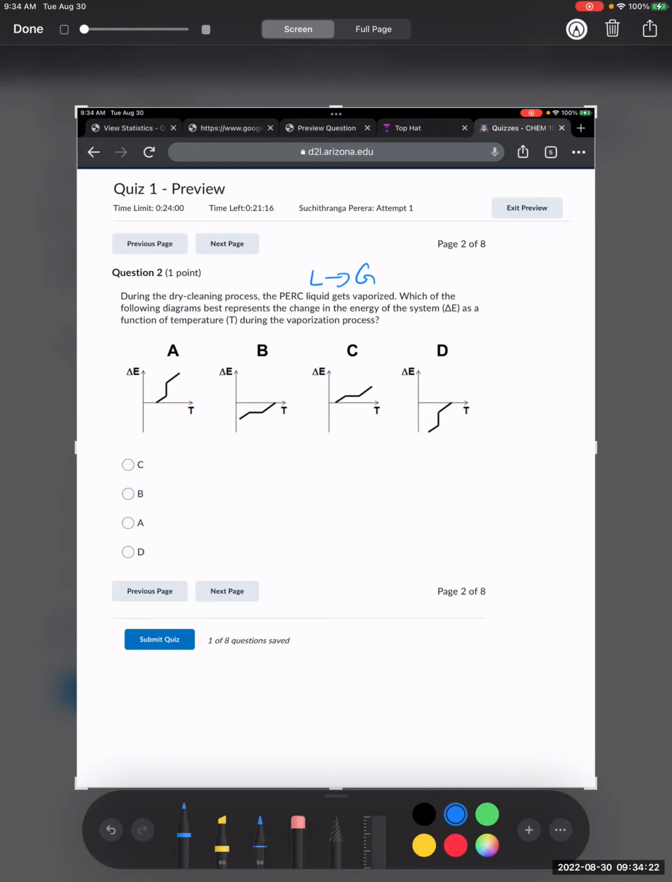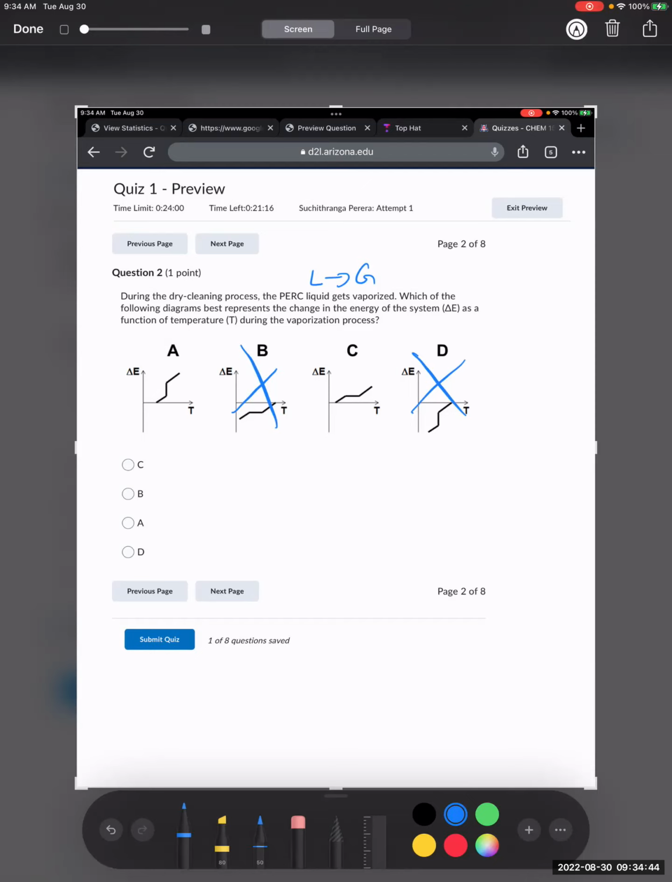Again, if you're going from liquid to gas, energy must be absorbed by the system. Therefore, delta E, or the change in energy, must be greater than 0. It should be positive. Therefore, any answer like option B or D, where you have the change in energy less than 0, or negative, we can eliminate right away.